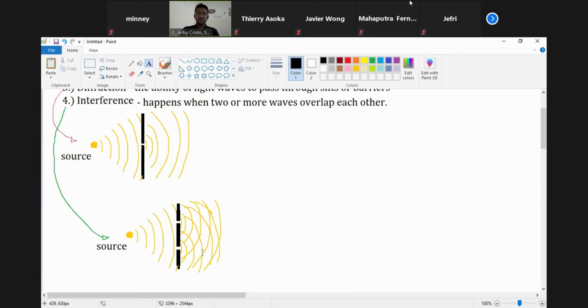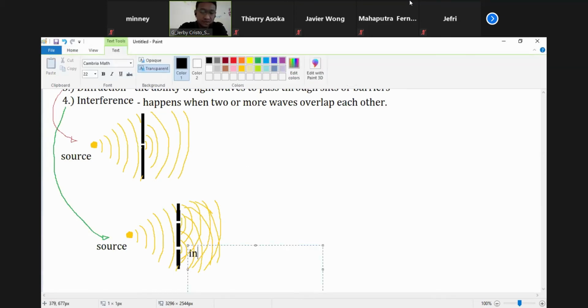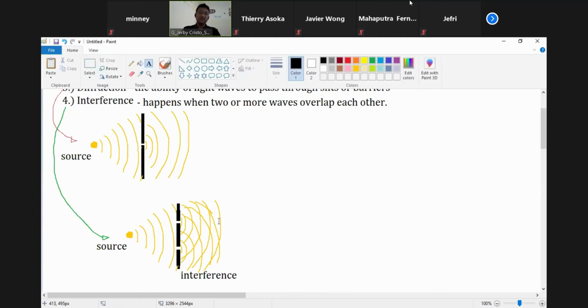Okay, so that is interference in a water wave. You can see interference when water waves from different directions, for instance, meet. So there will be some effect when these waves, let's say there are two tidal waves, meet each other. Okay, so there will be interference. For light, we can see it this way.